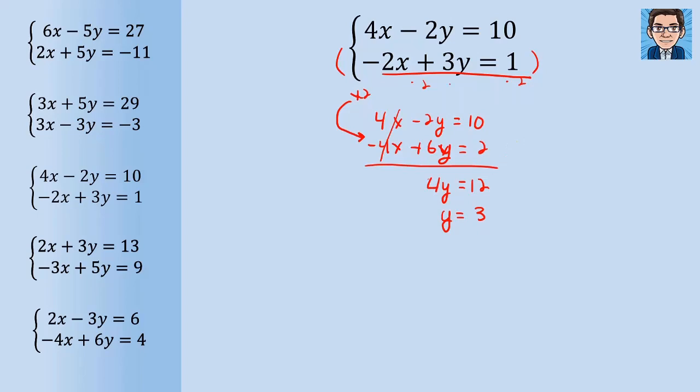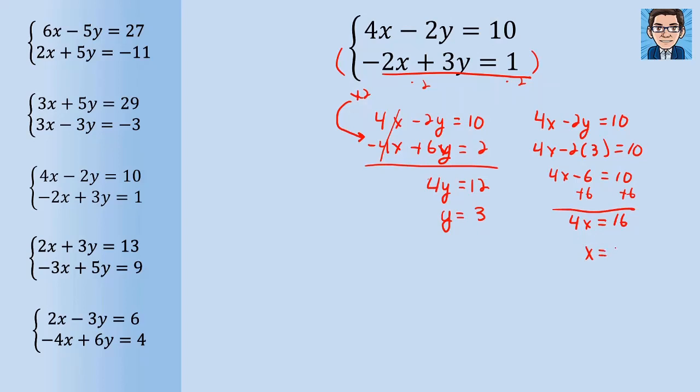Now to get x, we substitute into one of the equations. So 4x minus 2y equals 10. We'll take the first equation, substitute in y equals 3. So 4x minus 2 times 3 equals 10. That's 4x minus 6 equals 10. Add 6 to both sides, and you get 4x equals 16. Divide by 4, and you get x equals 4.